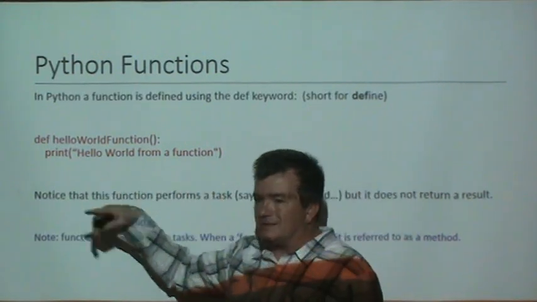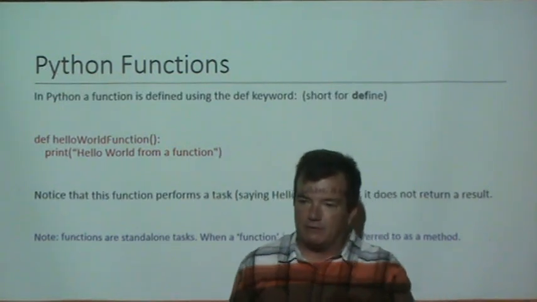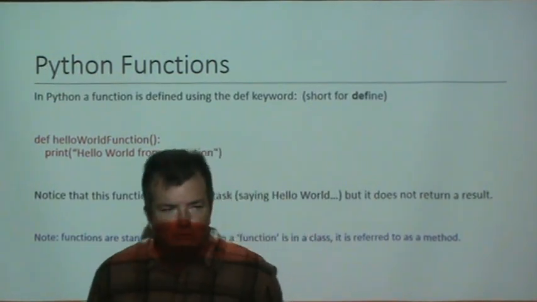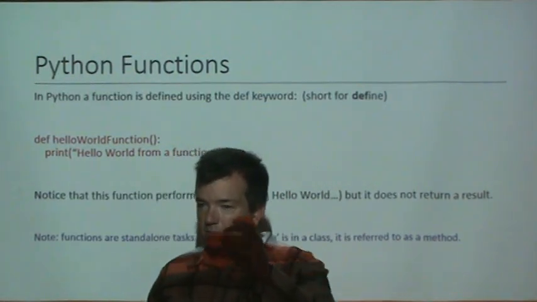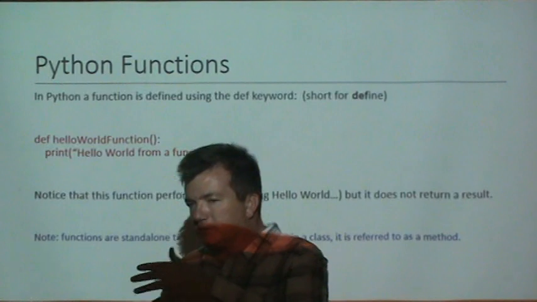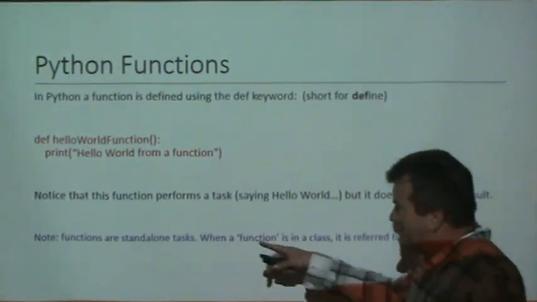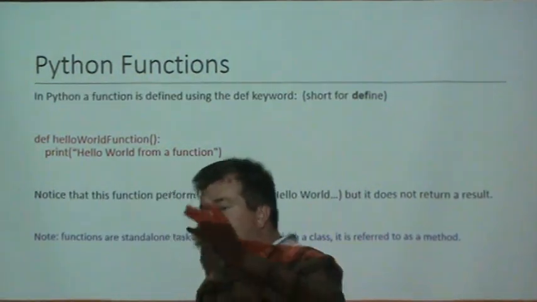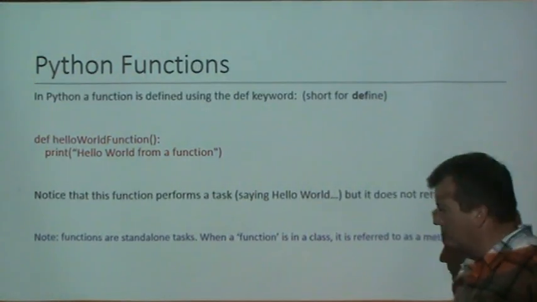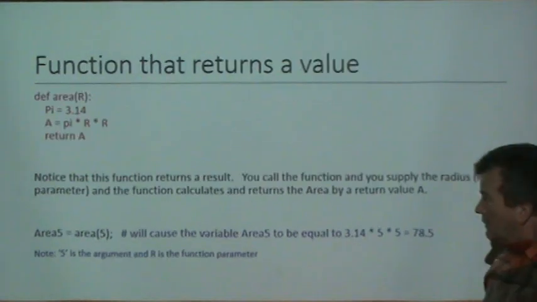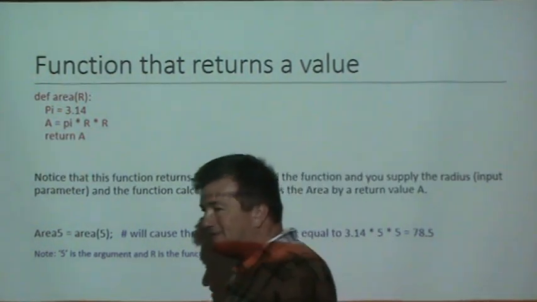And we could say print hello world from a function. Notice that this function does not return a value. You might be used to in your math class, you could have a function f of x equals 2x plus 3. So you give it a value for x, you pass in an argument to the input parameter x, it performs a computation and tells you the answer. This is an example of a function that doesn't return an answer, it just performs a task. The task is to print out hello world from a function.